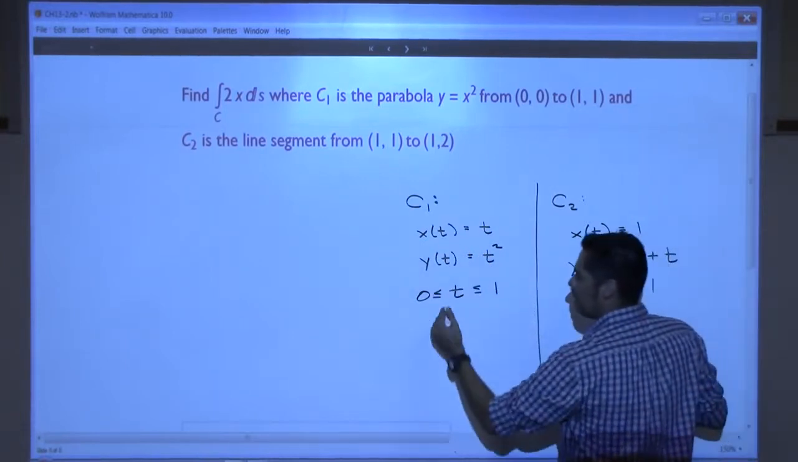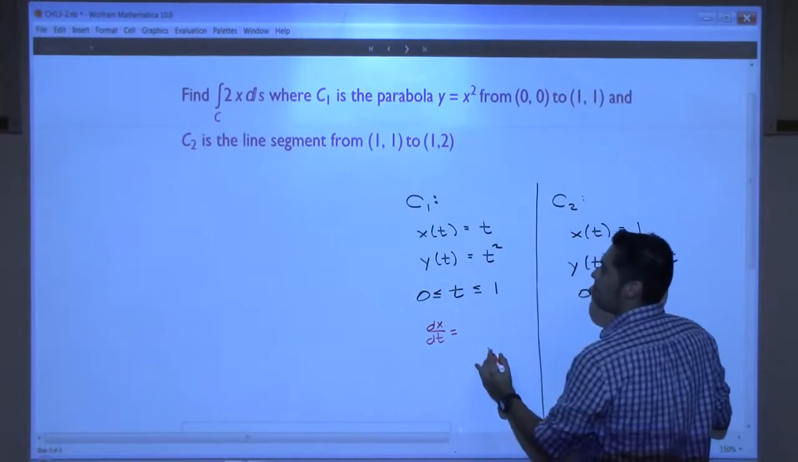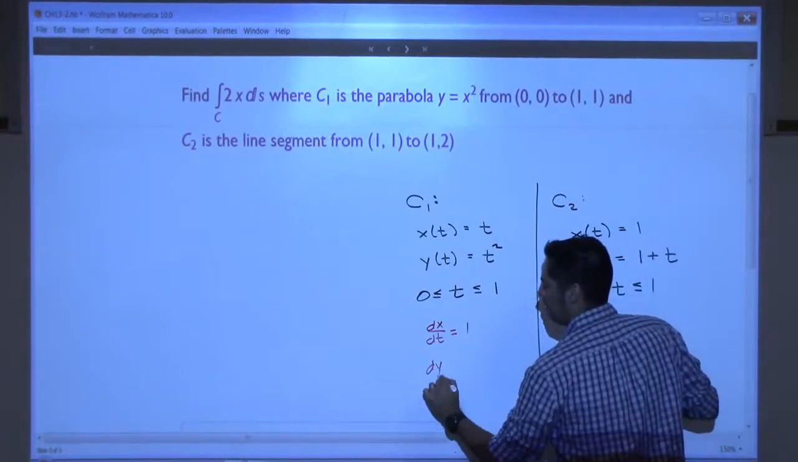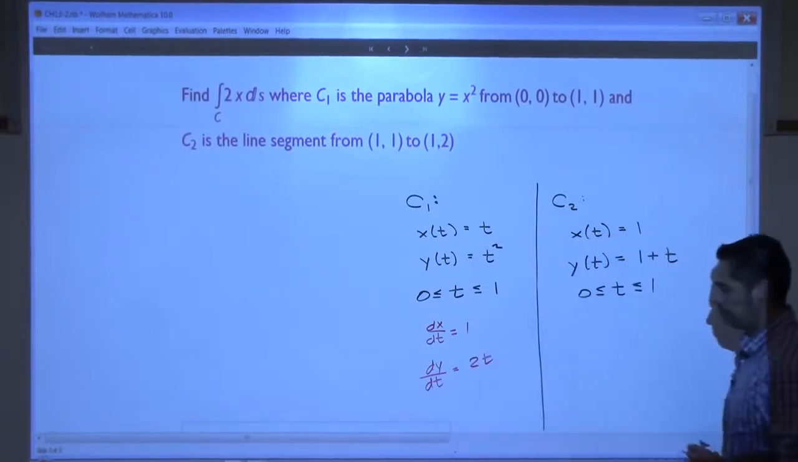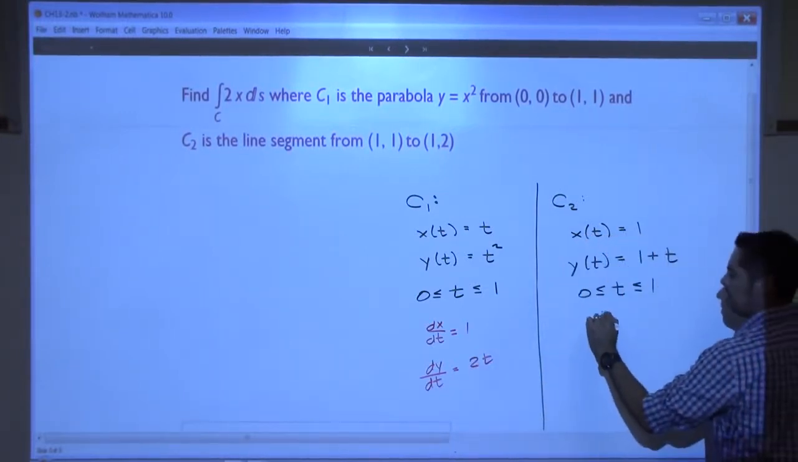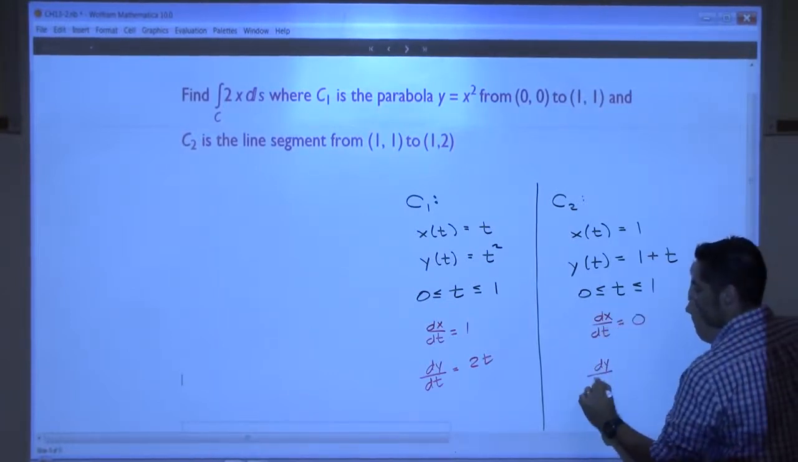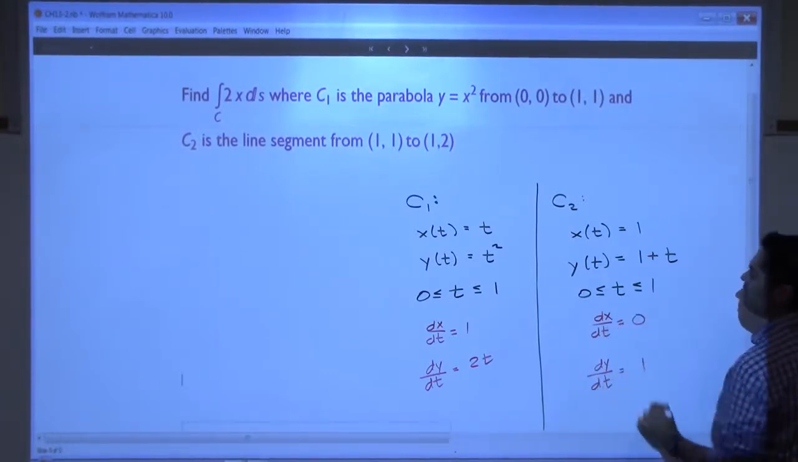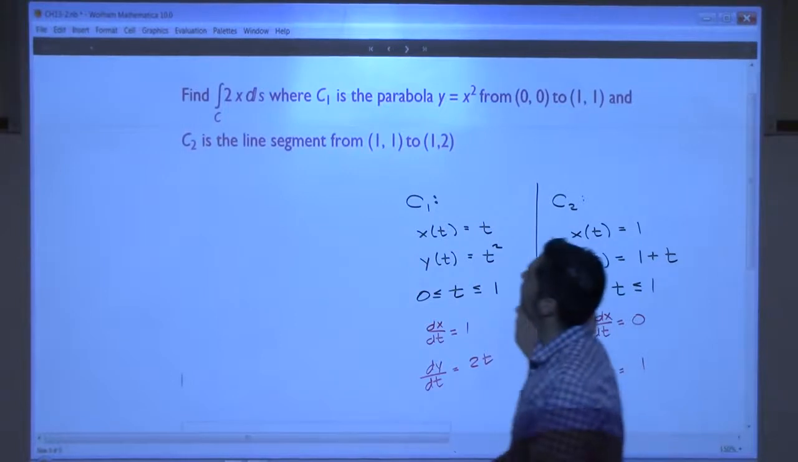So over here, what's dx/dt? 1, and then dy/dt, 2t. Over here, dx/dt is 0, and dy/dt is 1. And now we crank it out.